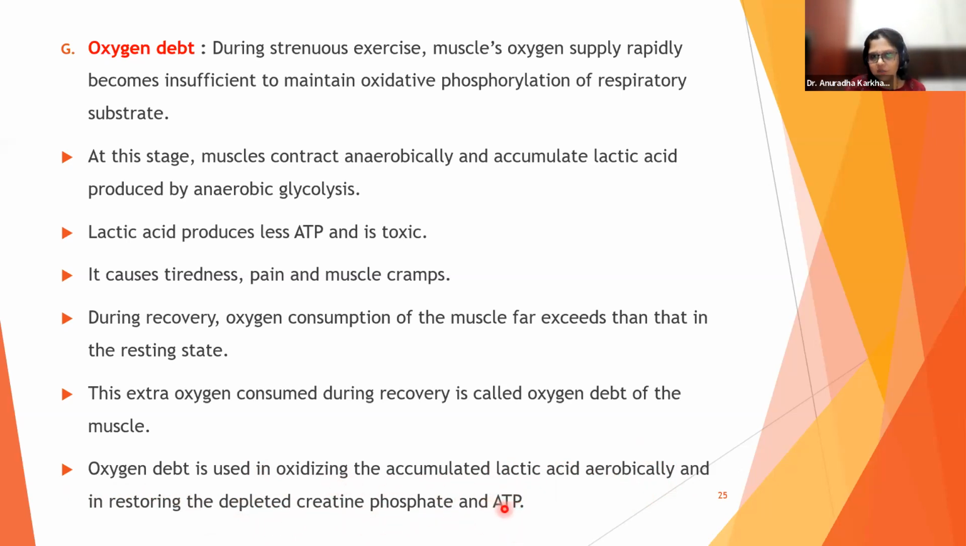So with more oxygen, more ATP will be formed. This ATP will be used to maintain or bring back creatine phosphate to normal amounts in the muscles. Creatine phosphates are very important components of muscle to give it strength. So this ATP will be reused here. So this is the use of the oxygen debt.